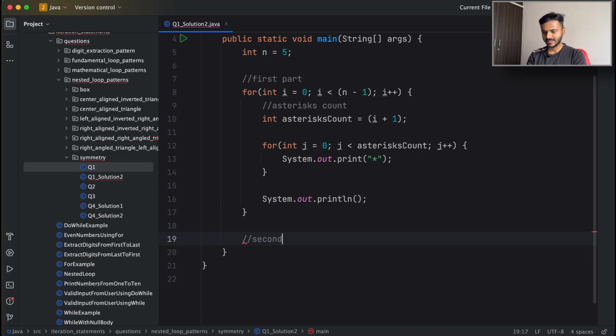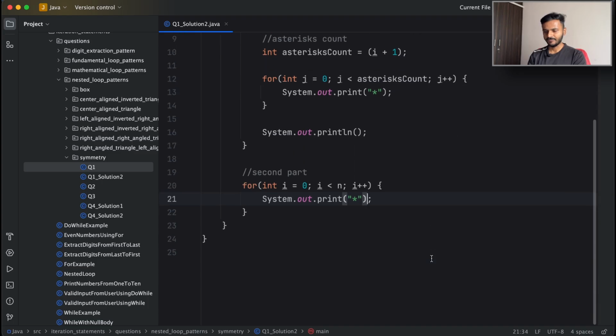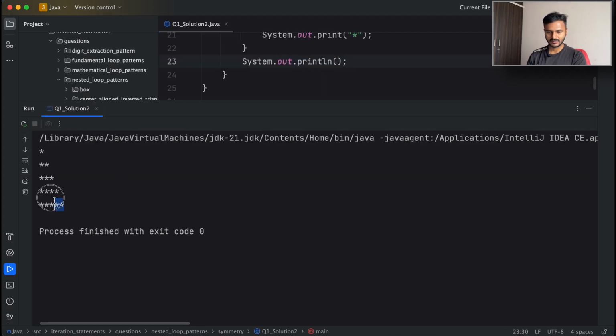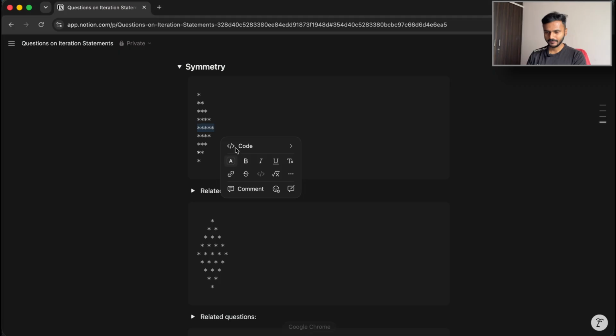So we'll say second part, and over here, like we discussed, we'll have a loop which will go for n number of times, where n is the variable that we have declared over here. Now we'll have System.out.print and we'll print an asterisk. And of course, we'll have to move the cursor to the next line. With this done, if I run the code, see, this is what we have, which is the first and the second part of the pattern that we're trying to print.